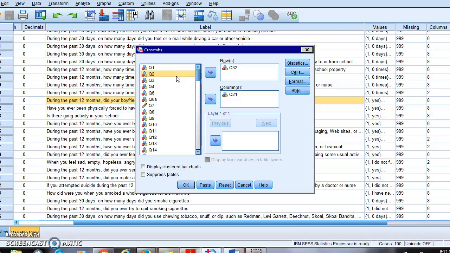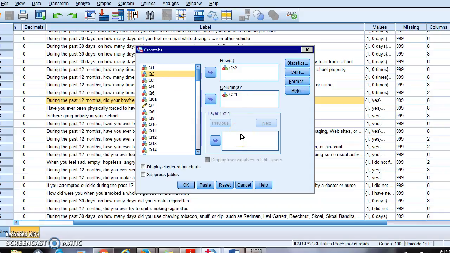So in the column, I like to put the cause there. So what do I think is causing the problem? And so I think the cause in this case would be question 21. Did your boyfriend or girlfriend ever hit, slap, or physically hurt you on purpose? And I think the result, or effect, goes in the row, my question 32.